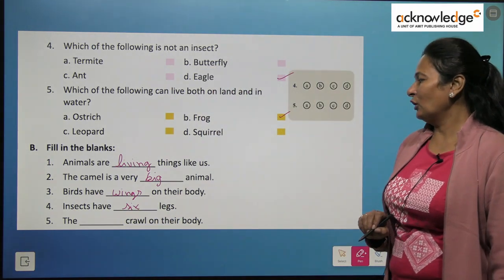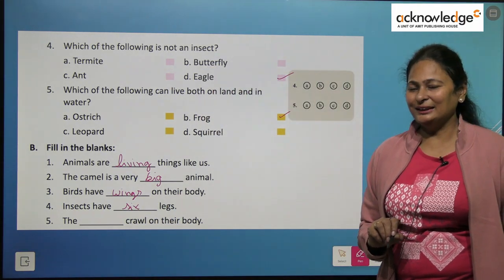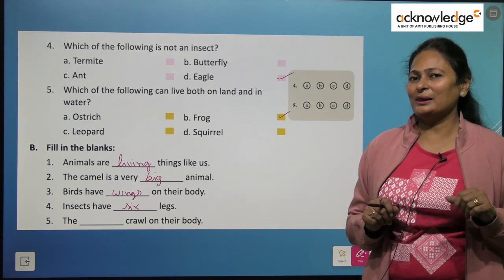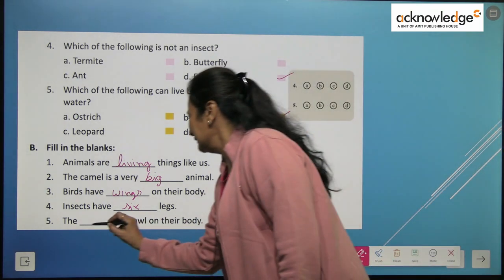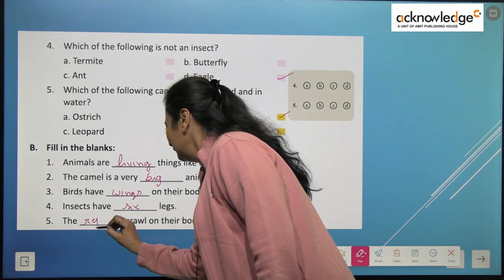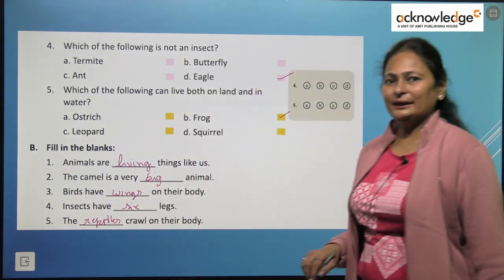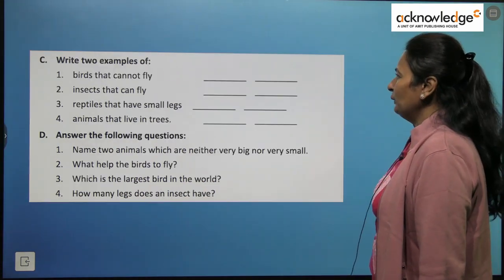The dash crawl on their body. So, the animals that crawl instead of walking, we call them reptiles. Alright, kids. Move on to the next question.